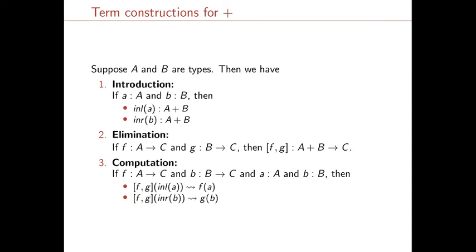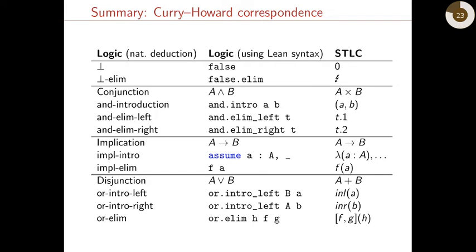This concludes the analogy between the simply typed lambda calculus and logic. And this analogy is summarized on this slide. I will not go through that slide, but I urge you to look at this slide and understand every single line of it. So we have 4 different type constructions, or 4 different logical constructions: false, conjunction, implication, and disjunction. And in each case, the introduction and elimination rules correspond to term constructions in the simply typed lambda calculus.